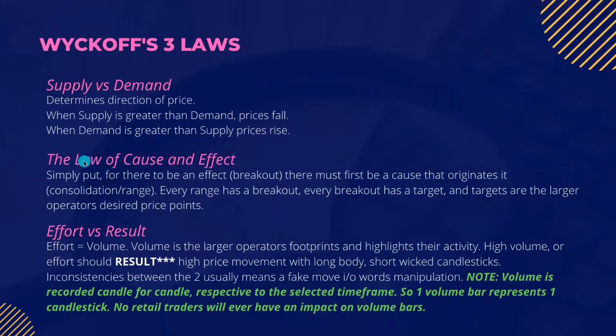The next law is the law of cause and effect. So simply put, for there to be an effect or a breakout, in this case, there must be a cause first that originates it. What is the cause of the breakout? The consolidation. So consolidation or the range, something to note is that every range has a breakout. So every consolidation breaks out. Every breakout has a target. And those targets are the larger operators' desired price points. Those are the prices that they want to drive to, right?